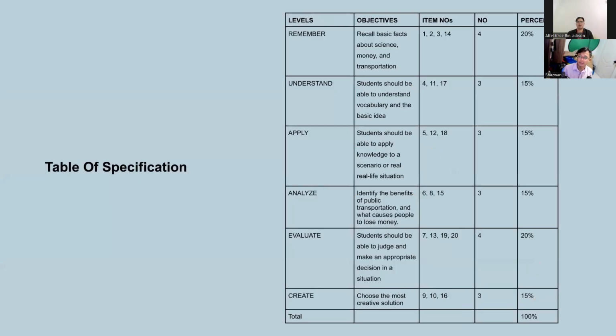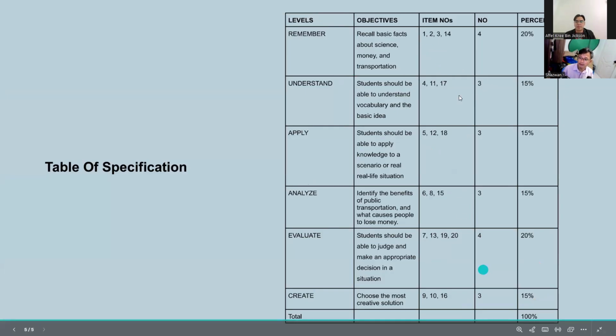And this is our table of specification that showcases all the levels of Bloom's taxonomy and the question numbering that we put. In total there are 20 questions, and every question in total will give them 100%.